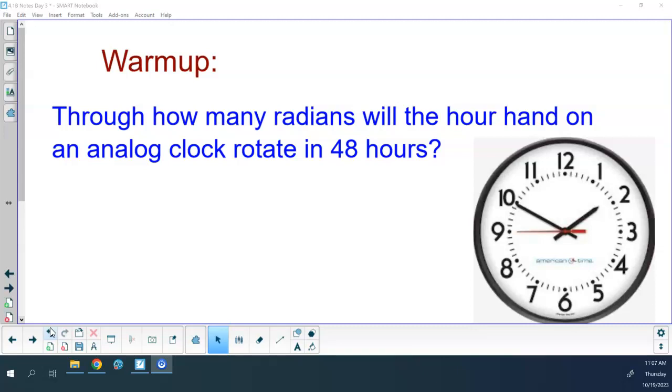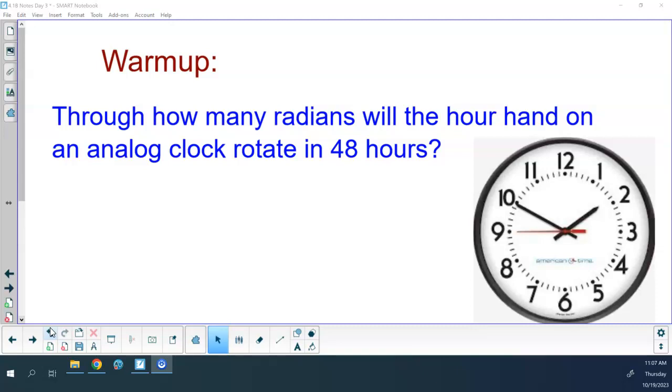Exactly. So the hour hand rotates around every 12 hours. Okay? Right? And so that means in 48 hours, it goes around 4 times. And each time that it goes around, it goes through 2 pi radians. Yep. Exactly. Yep. 8 pi.